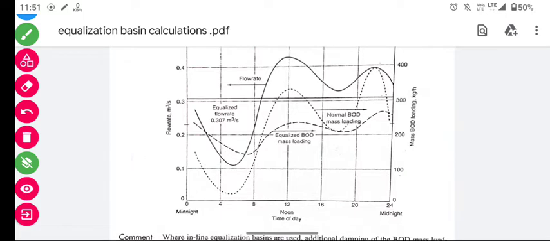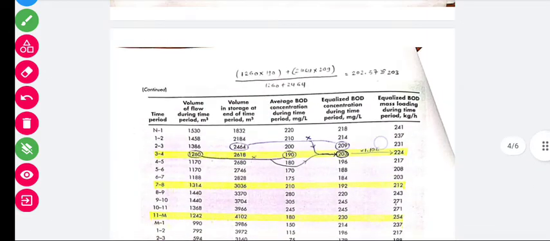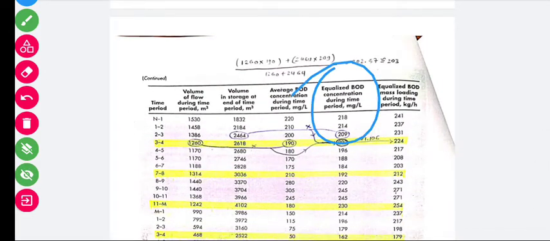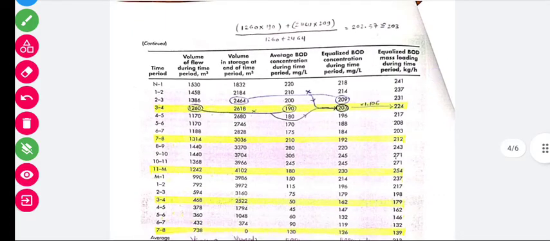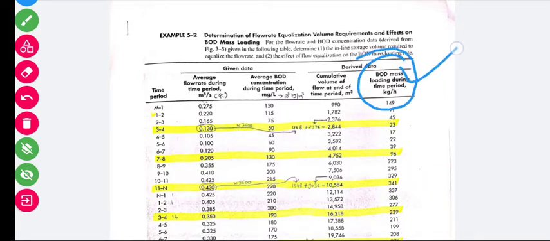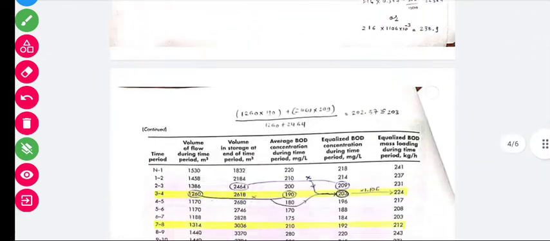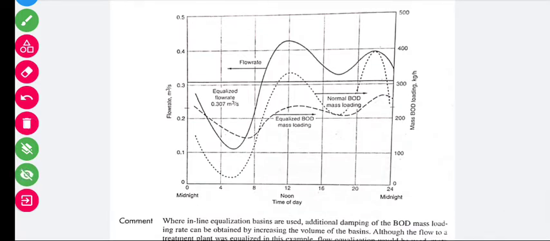Flow is taken from the question table, and the BOD value is taken from the table we have calculated for equalization. This value has been taken in kg per hour. This is with equalization, and without equalization, this first table value we have taken. So you just plot each point on the graph and connect all points with lines, then you will get this.